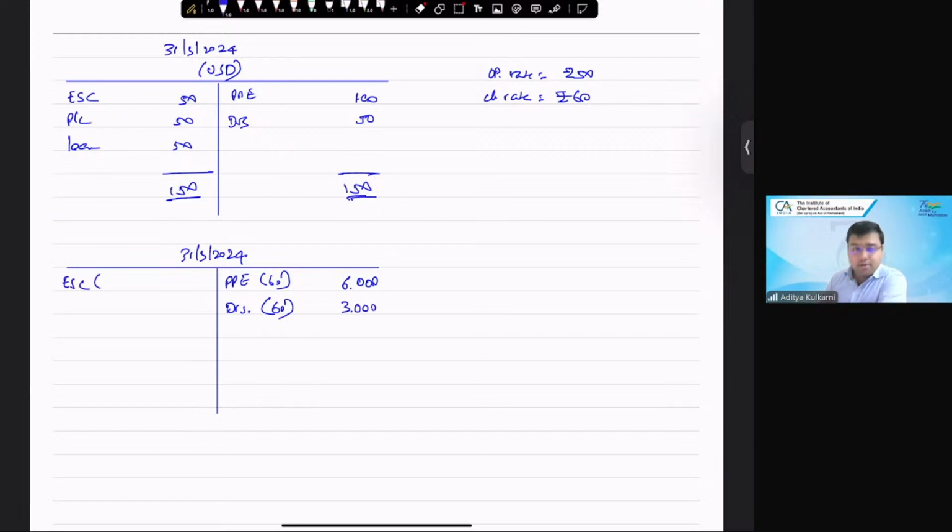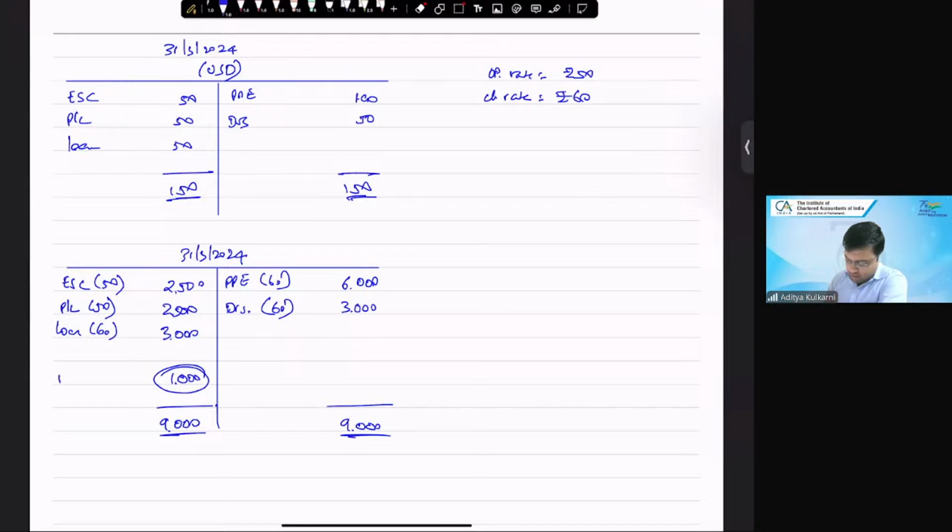Equity share capital. Rate on the date of acquisition, which is 50. So this comes to 2,500. P&L did not earn anything during the year. So same opening rate on date of acquisition. Then I am having loan. Loan, which rate will I take? Closing, sir. Closing. So 60 into 50, 3,000. So now you do the balancing. 9,000, 9,000. So 9 minus 3, 6 minus 5, 1,000.